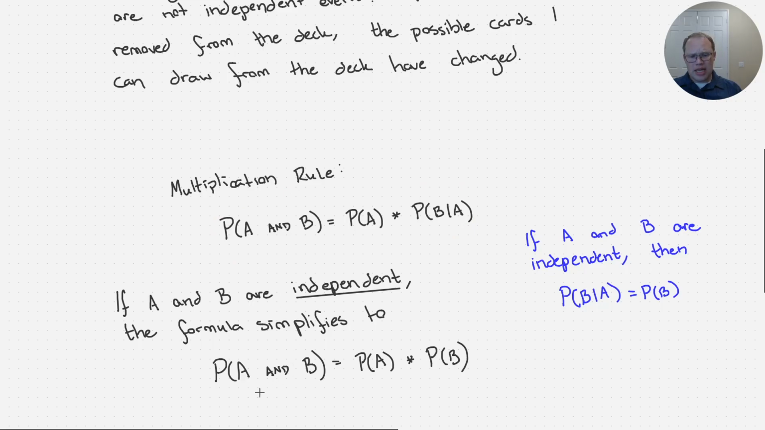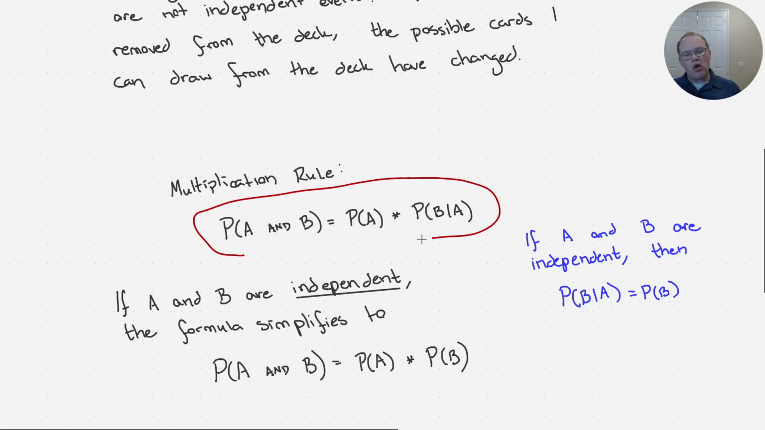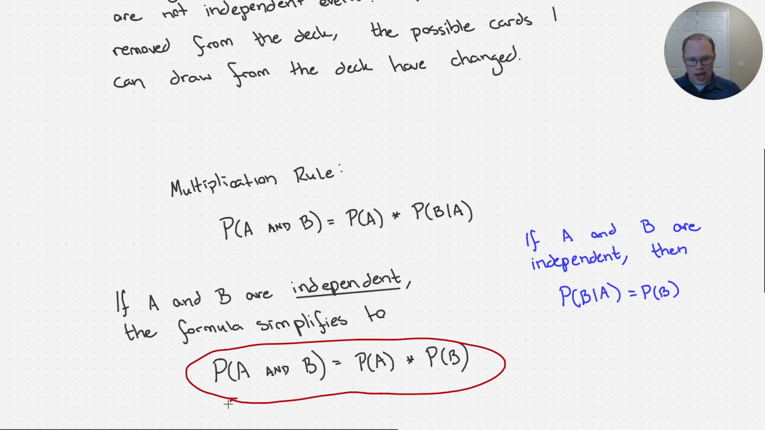Also, even when events A and B are independent, this formula would still be true. This formula always works whether or not A and B are independent. This formula is always true. This formula is only true if we know A and B are independent.